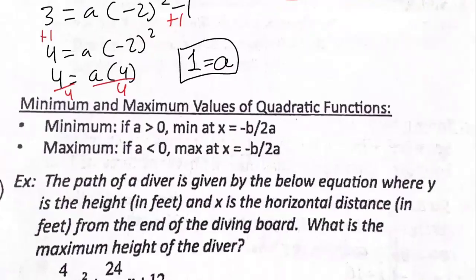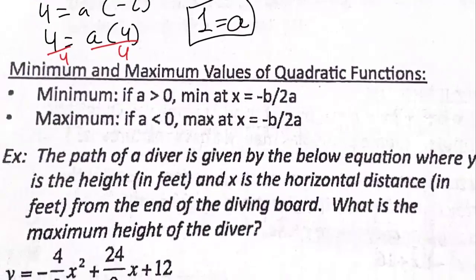The last one: minimum and maximum values of a quadratic function. If A is greater than 0, you're going to have a minimum, so that means it opens upwards. Your minimum is going to be the coordinate right here at the vertex. If A is less than 0, meaning negative, it opens downward, and you're going to have a maximum. So it's just how the graph is.